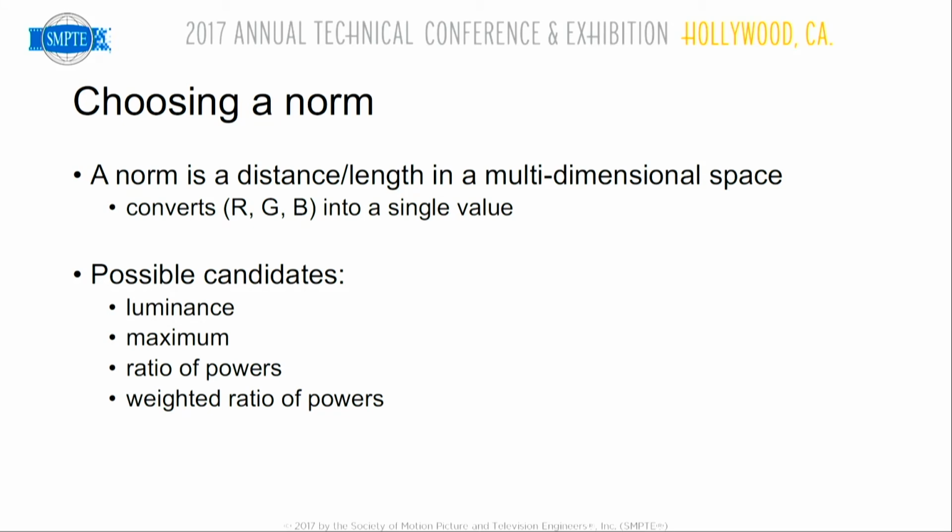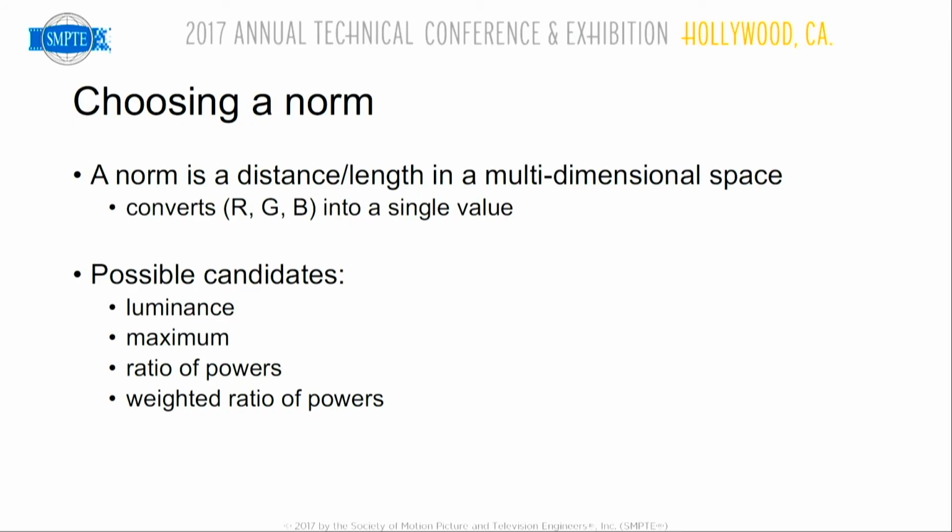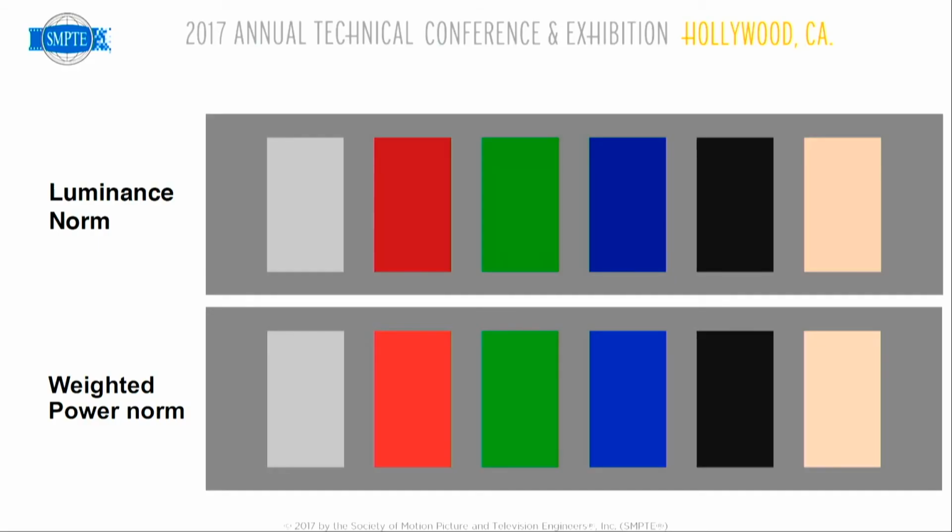So a norm is a term in mathematics that refers basically to a way of calculating distance or length of a point in a multidimensional space. So it's a way of converting RGB into a single number. The key to having a good ratio-preserving tone curve is basically to choose the right norm for it. And different things that people have experimented with over the years are luminance, maximum, and ratio of powers. And I'm going to talk about some of the challenges, and in particular the brightness of colors with respect to neutral.